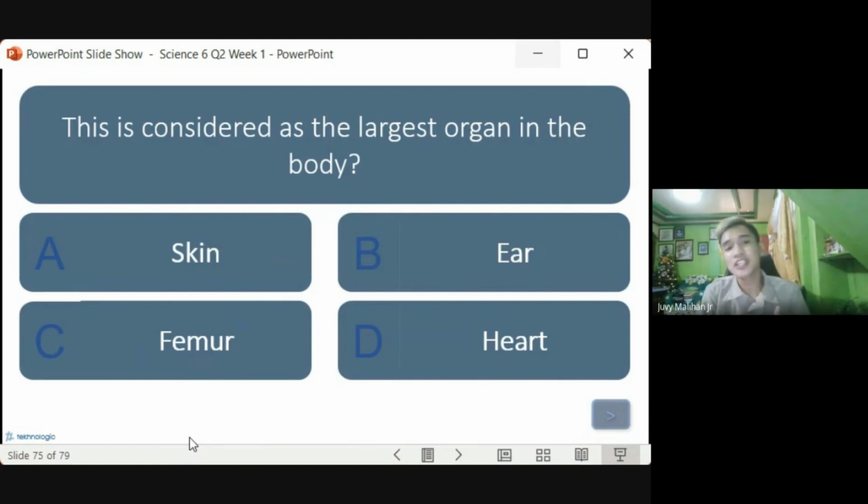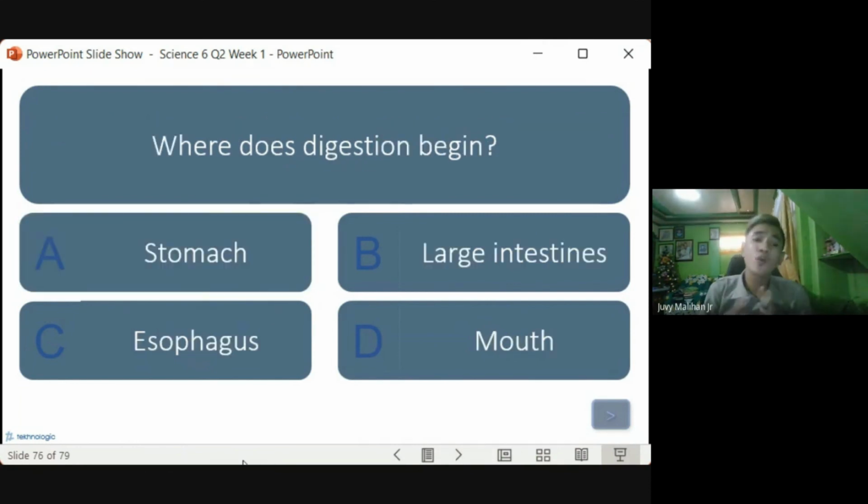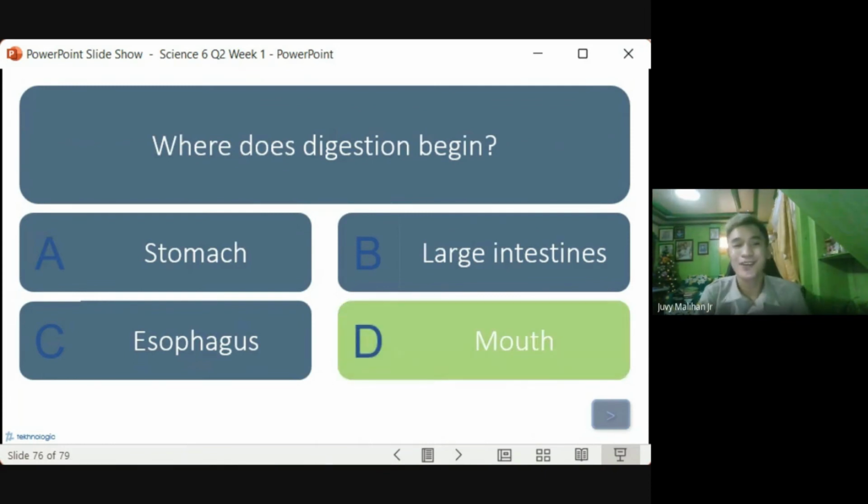Next, this is considered as the largest organ in the body. Skin, femur, ear, or heart? Very good. So that is skin. That is the largest organ in our body. Next, where does digestion begin? Is it in the stomach, in the large intestines, in the esophagus, or in our mouth? Very good. So the digestion begins in our mouth, of course, with the help of our teeth and our tongue.